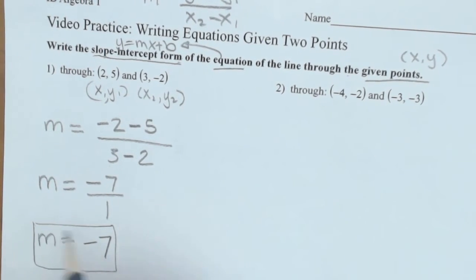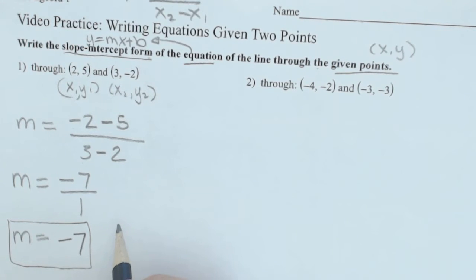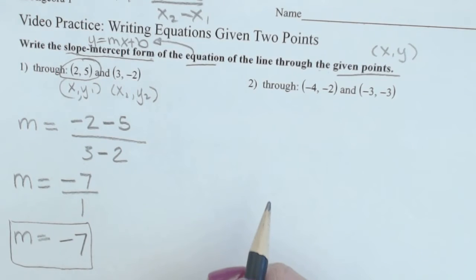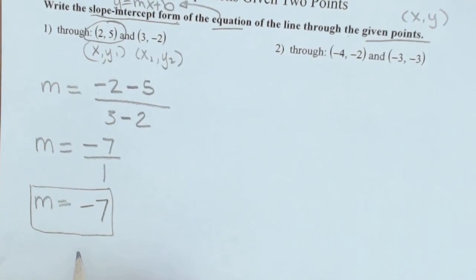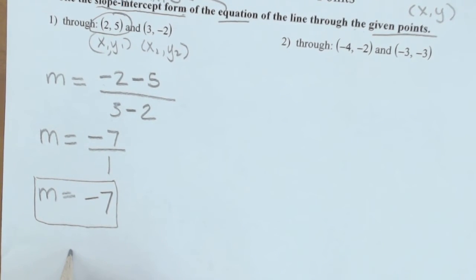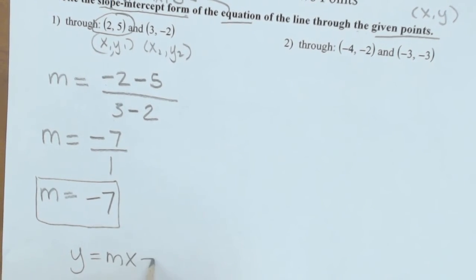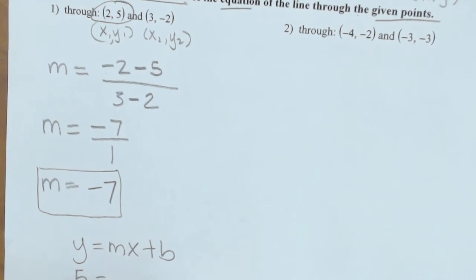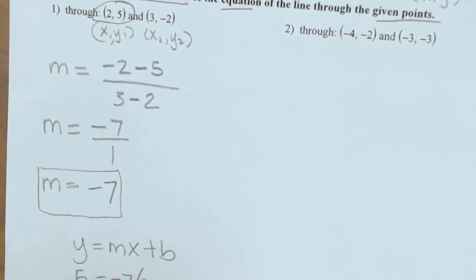All right, so here was our step 1. Our step 2 says pick one point to use. I'm going to pick this first point because there's no negatives here, so that's kind of nice. Step number 3 says substitute x, y, and m into y equals mx plus b and solve for b. So here's y equals mx plus b. Let's substitute the y in, which is 5. Let's substitute the m in, which is negative 7, and the x, which is 2, plus b.